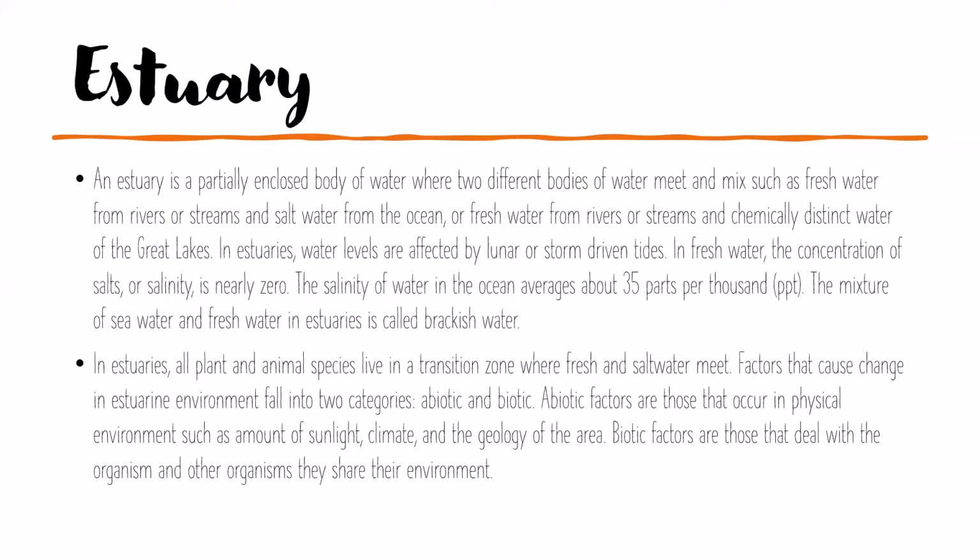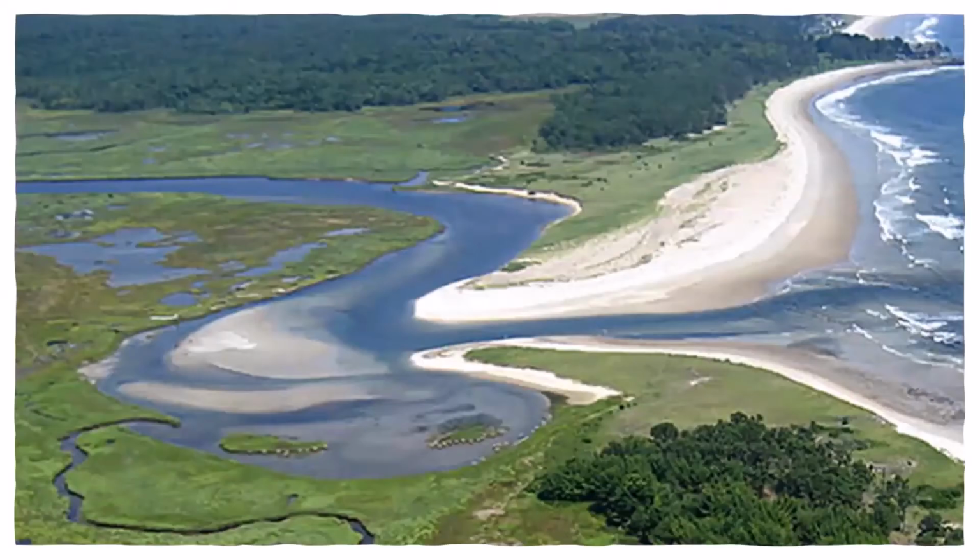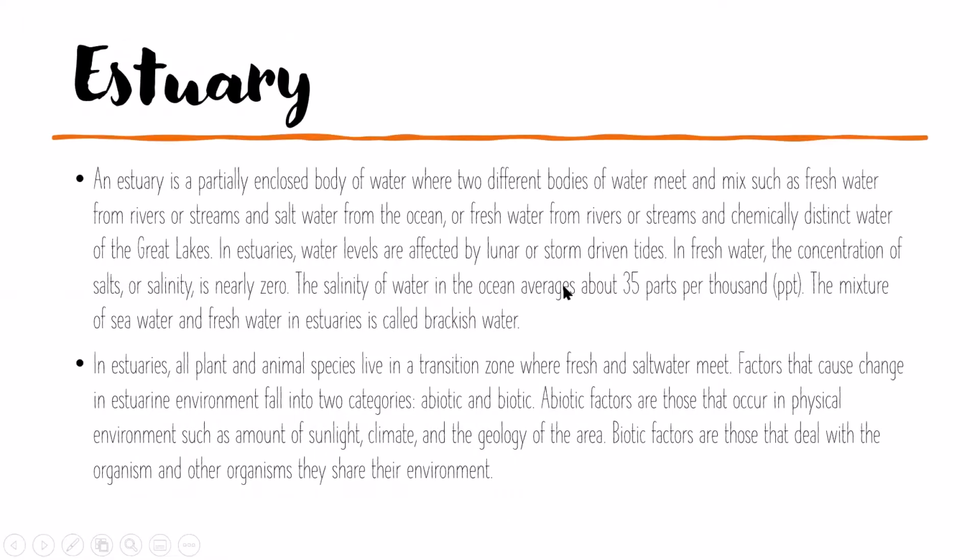So an estuary is a partially enclosed body of water where two different bodies of water meet and mix, such as fresh water from rivers or streams and salt water from the ocean. So basically, let me show you what an estuary looks like. I'm sure we have seen it. So you guys know where the mouth of a river meets the ocean. So you know the river is running into the ocean, and there's this body of water that's right at the mouth of the river, but the ocean has a channel where it can enter, and the river water is there. So it's a mixture of fresh and salt water.